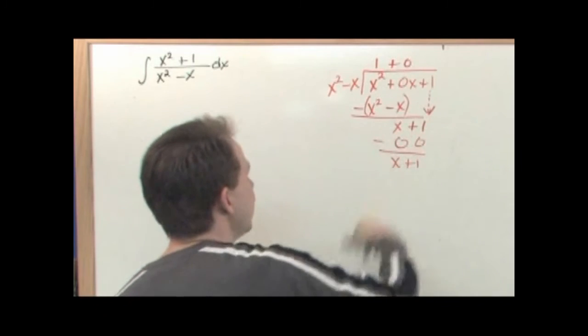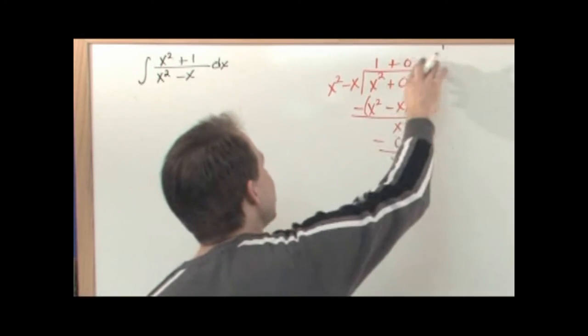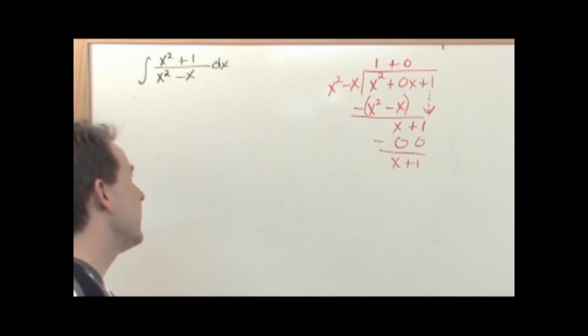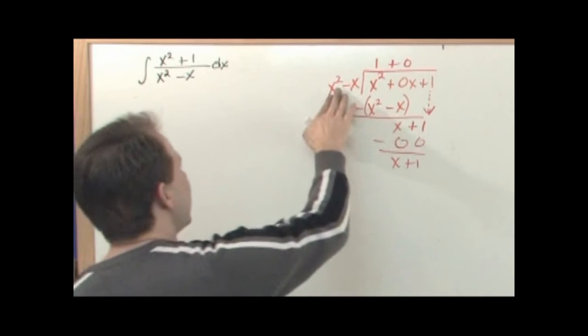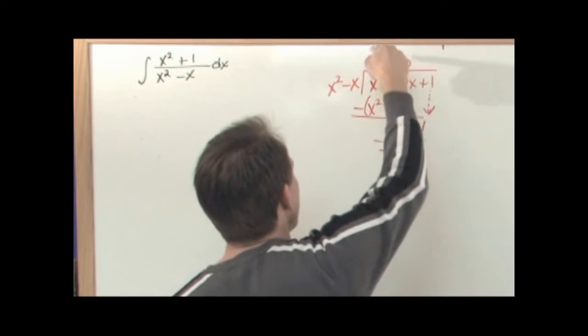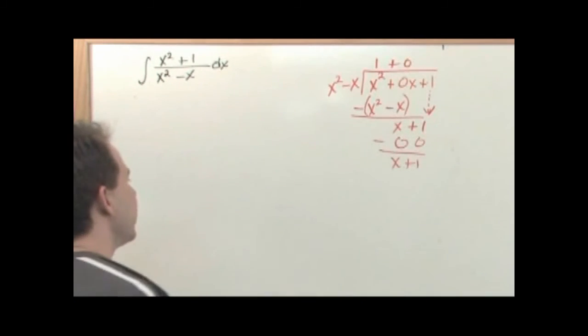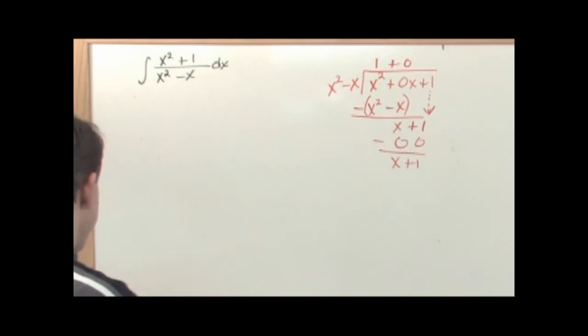And you do it again and again. And you wouldn't get anything else. So you're not going to have anything else up here. You're just going to have zeros. So what you have found is that x squared minus x divides into this one time with a remainder of x plus 1. Okay, with a remainder of x plus 1.